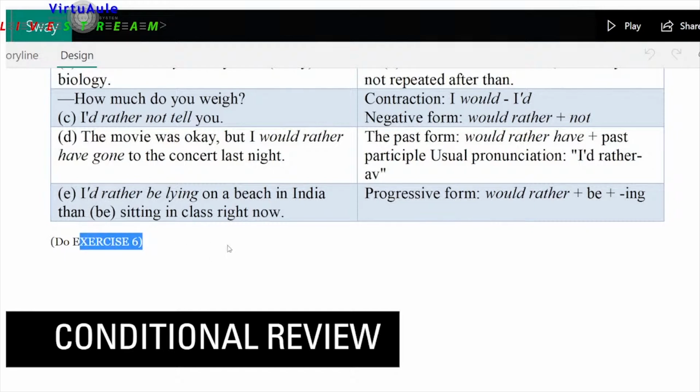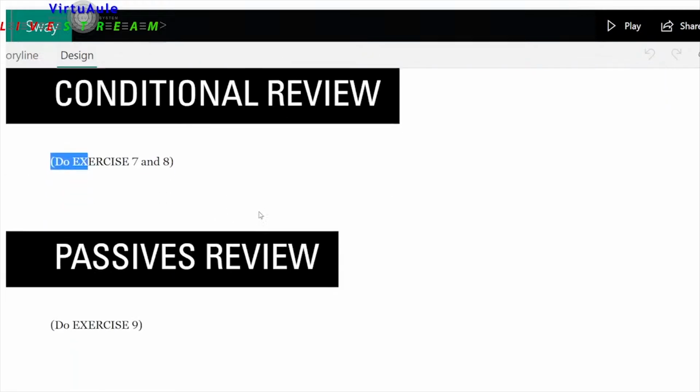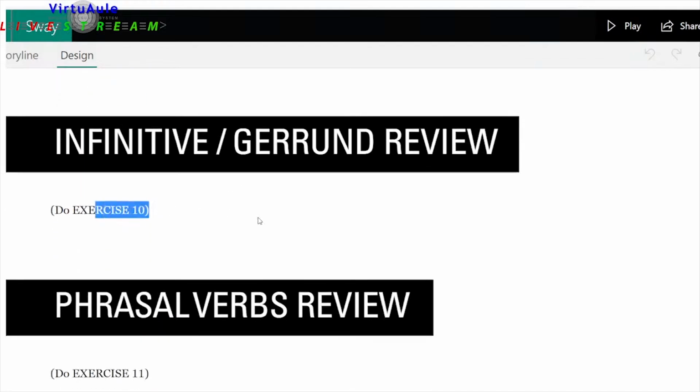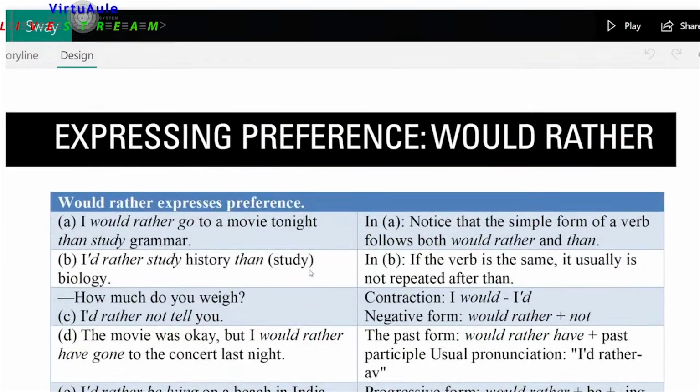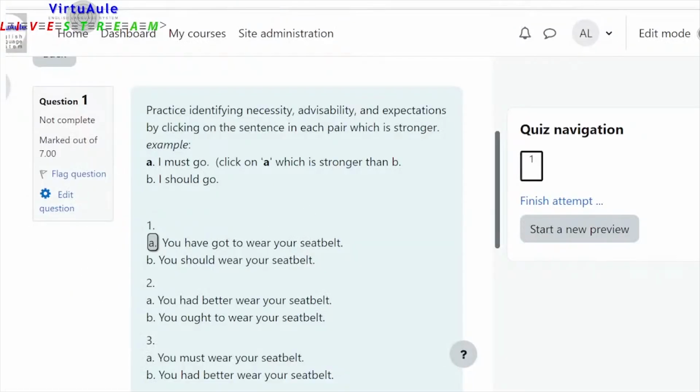Okay, here you can do also exercise 6. Then there is 7, 8, conditional review, passive review 9, infinitive gerund review 10, and phrasal verbs review 11. So there's really a lot of work here to be done reviewing with these exercises.